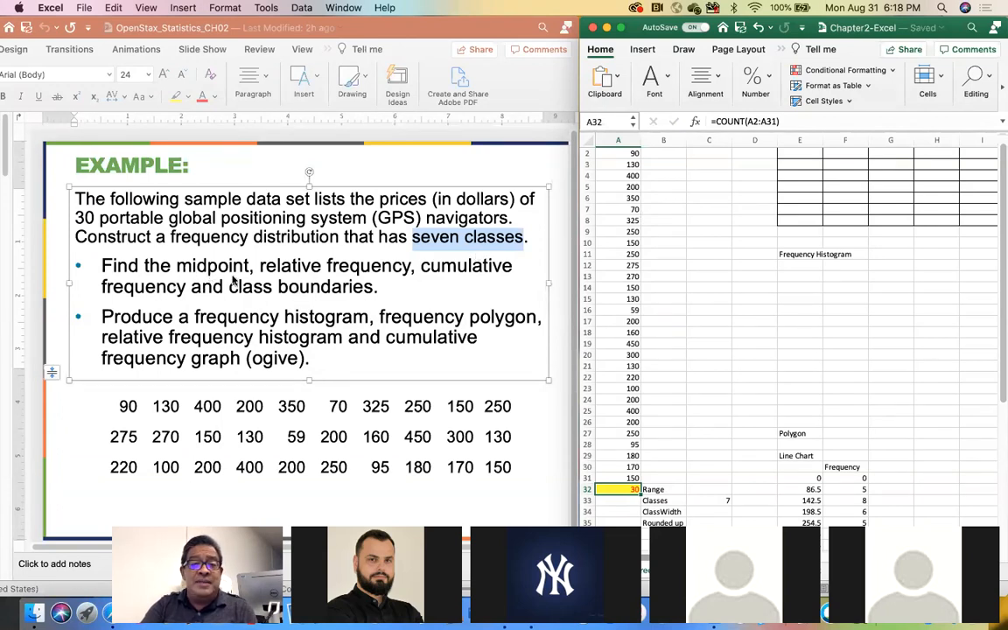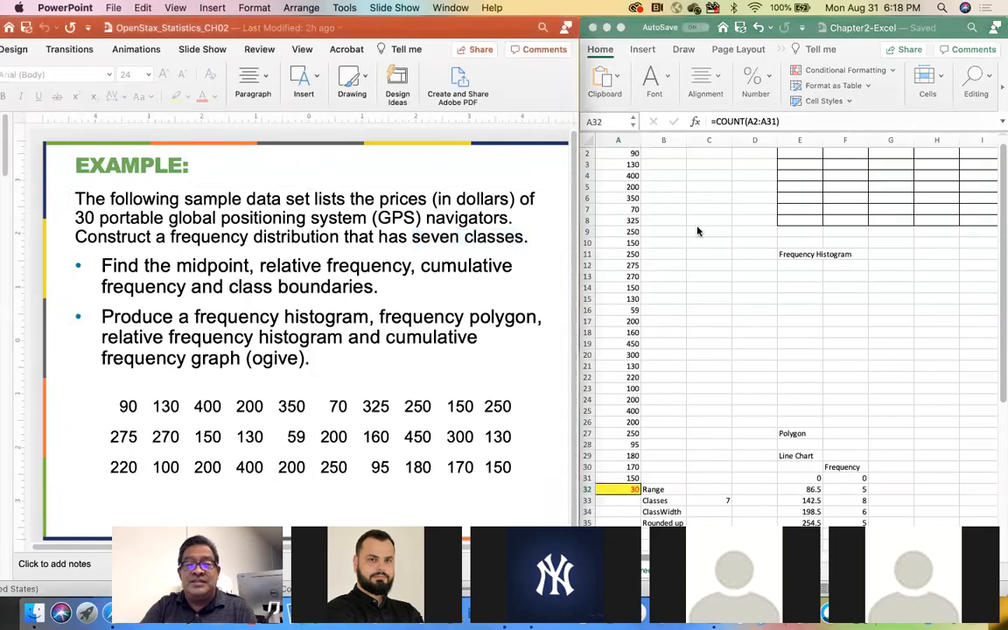So continue with this. We're gonna find the midpoints, the relative frequencies, the cumulative frequencies and the class boundaries. We're gonna produce some graphs that help us understand the nature of the data: a frequency histogram, a frequency polygon, a relative frequency histogram, and the cumulative frequency graph, which is called ogive. Based on this data, we are going to start creating this table, and it's not only the table, but how we present that information to our peers.